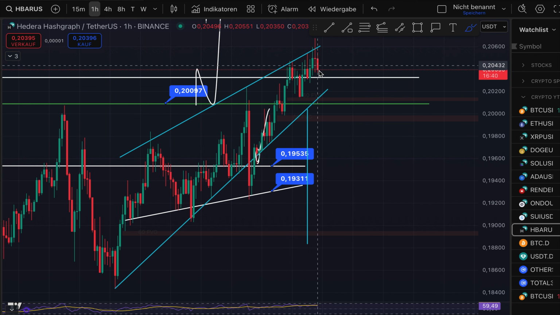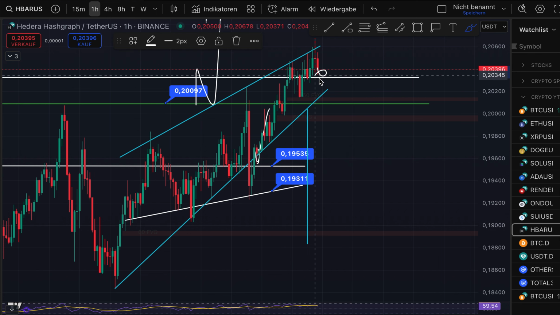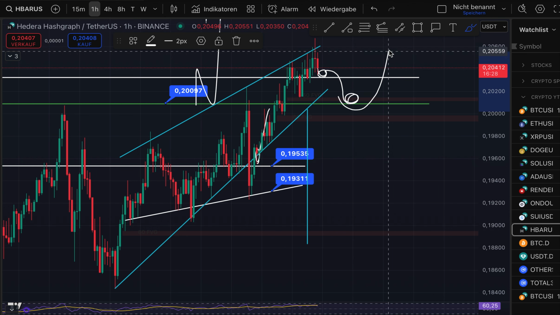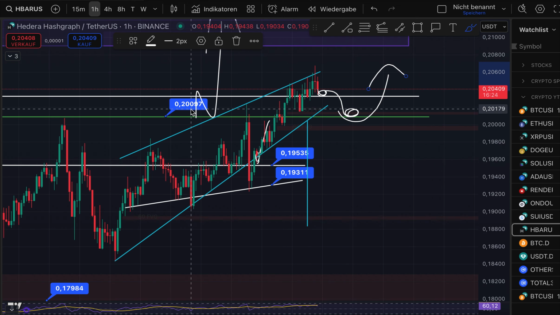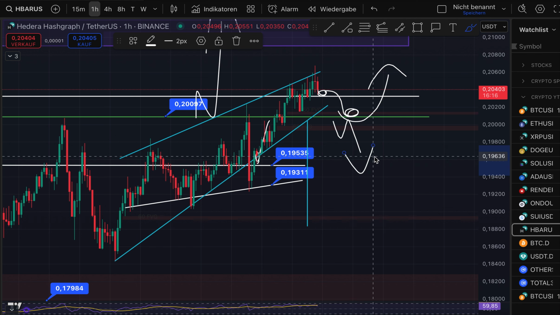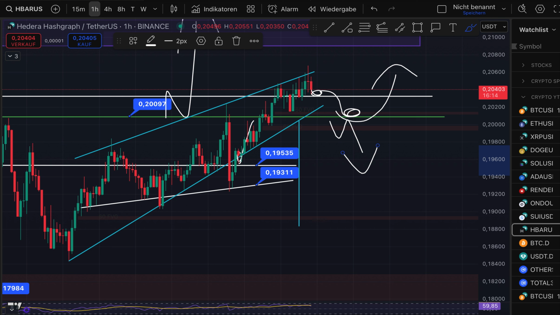If we get now our retest, which it looks like, or we sell off into the 20.1 cents again, this might also be possible. Afterwards, I expect a nice push to the upside. But if we lose the 20.1 cents to the downside, then I think we have to look for lower prices for HBAR. So it's kind of easy.